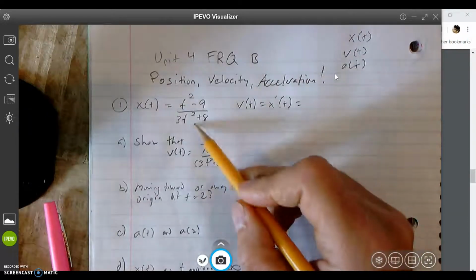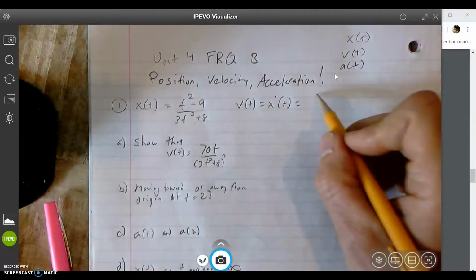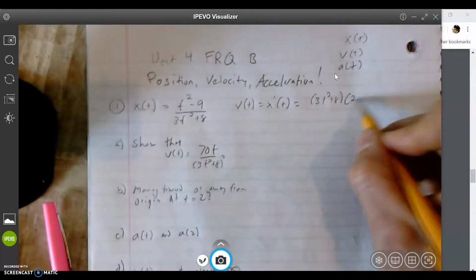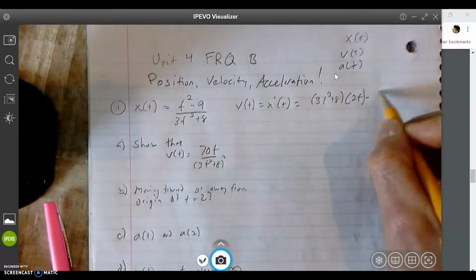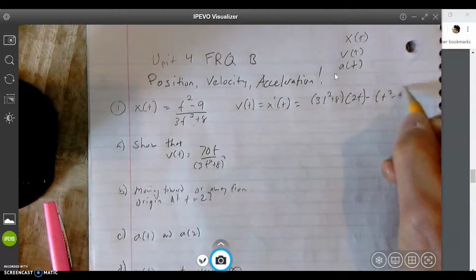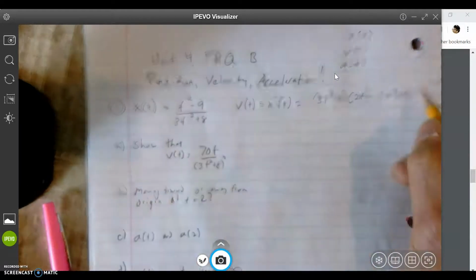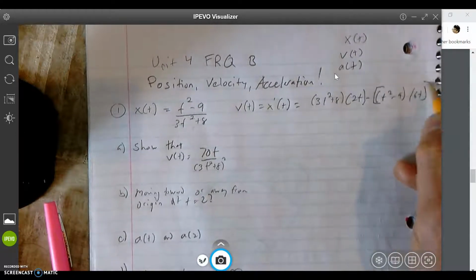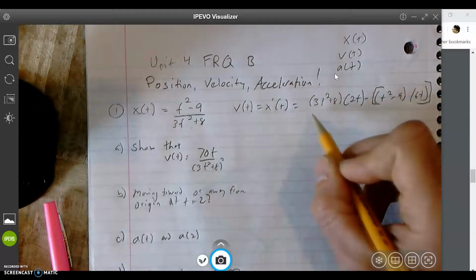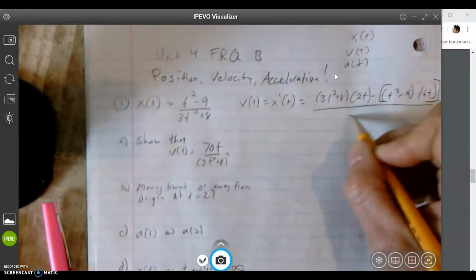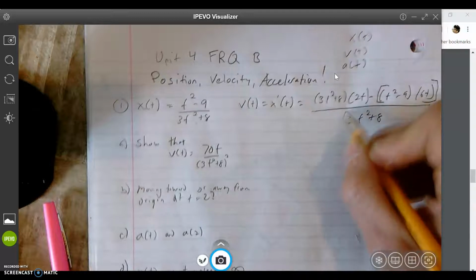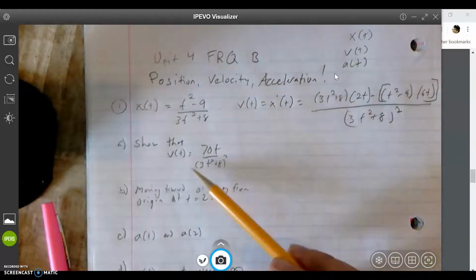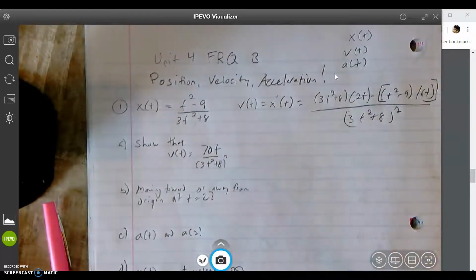So I'm going to use the quotient rule. Low d high minus high d low, which is 6t. Boom. And I'll put this in brackets because I need to distribute that negative, don't I? Yeah. And over the square of what's below. Bam. So I got to get this to look like this. So I get 70t on my numerator. So let's see if I can do it.